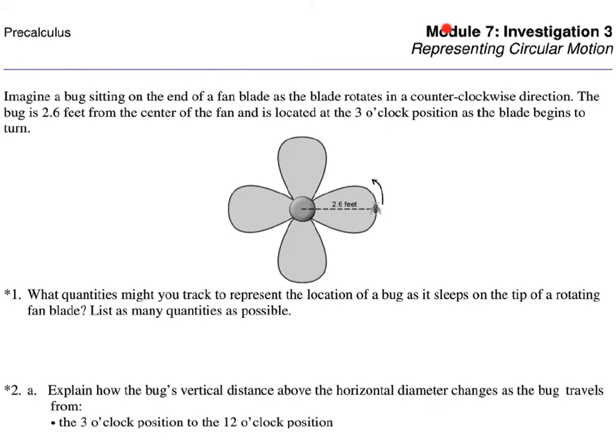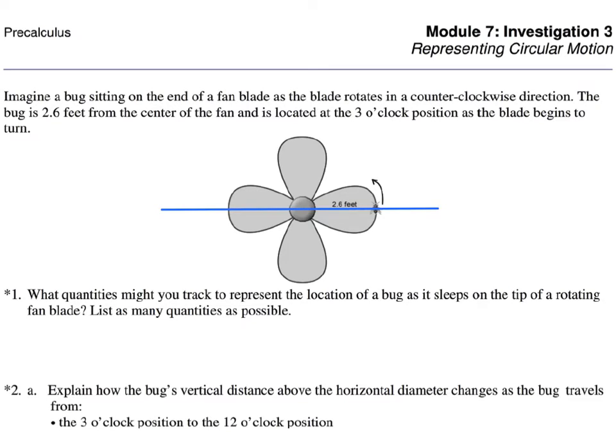In Module 7, Investigation 3, Questions 1 and 2, you are invited to imagine what other quantities we might measure and track as the bug travels around, riding on the fan blade. As you name quantities in Question 1, be sure to include the object, the attribute, and the units. Question 2 specifically asks you to track the bug's height above the horizontal diameter as the angle the bug sweeps out from the starting position increases.